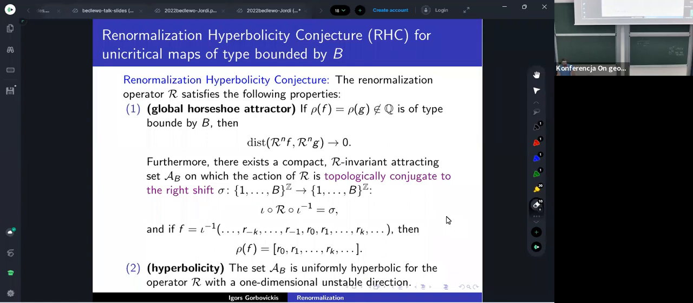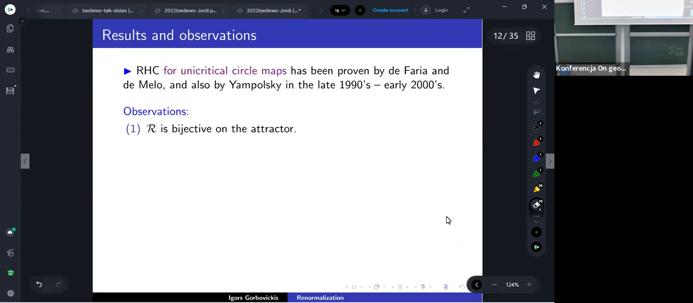Today I will focus on the first part of the conjecture, and particularly the structure of the attractor for multicritical circle maps. The result is essentially that in the unicritical case, the renormalization hyperbolicity conjecture is proven in a series of works by Deferry and De Mello, and also by Yampolsky, and this has been done in the late 1990s, early 2000s.